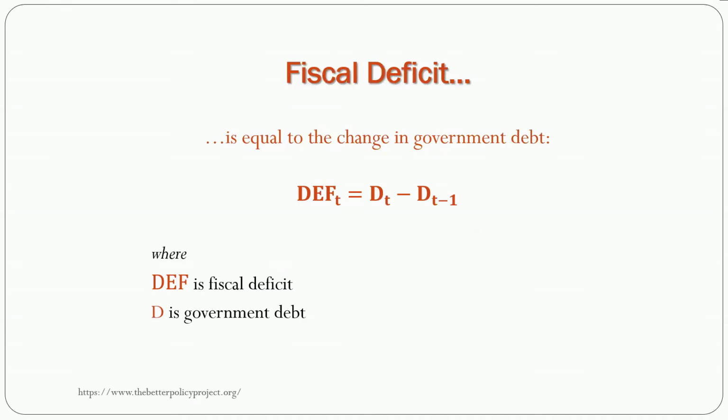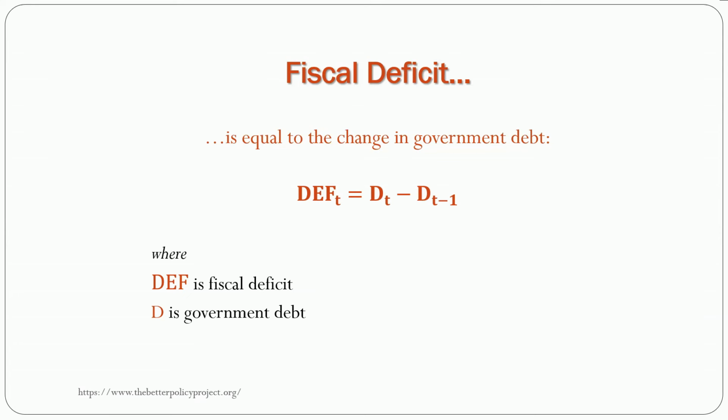Okay, let's start with the stock flow dynamics in fiscal deficit. A key starting point in fiscal policy analysis is the identity that connects government debt and fiscal deficit. So this is the identity, where the deficit is the fiscal deficit and D is the government debt. So we can understand that changes in the government debt are equal to the fiscal deficit.